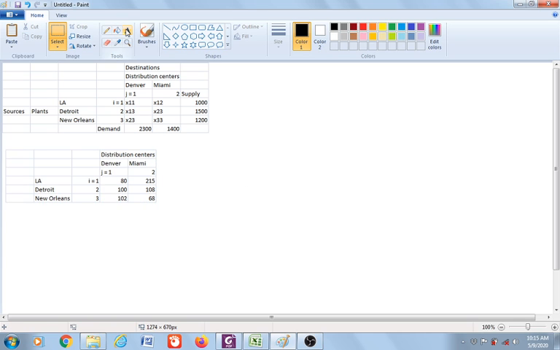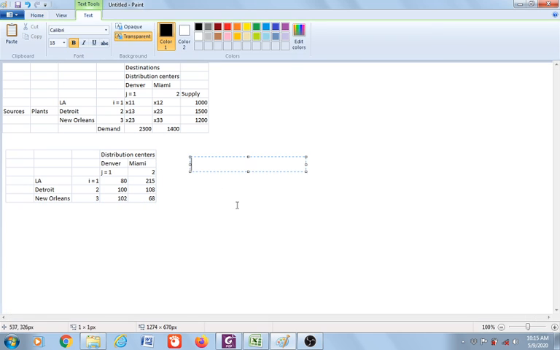Okay, now we agree that our objective function will be minimizing total cost. So it will be minimize z equal 80 x11 plus 215 x12 and so on, till the end, plus 68 x33. So that's the objective function.